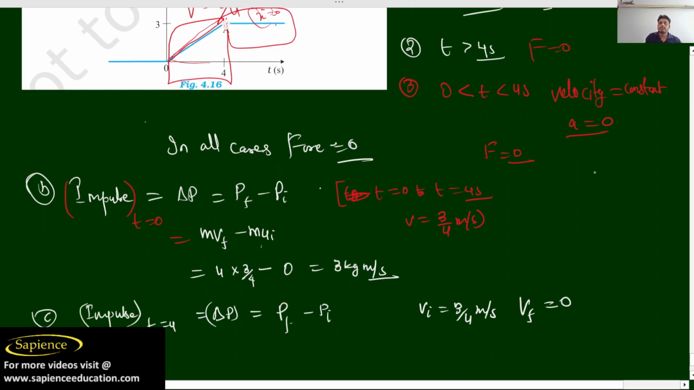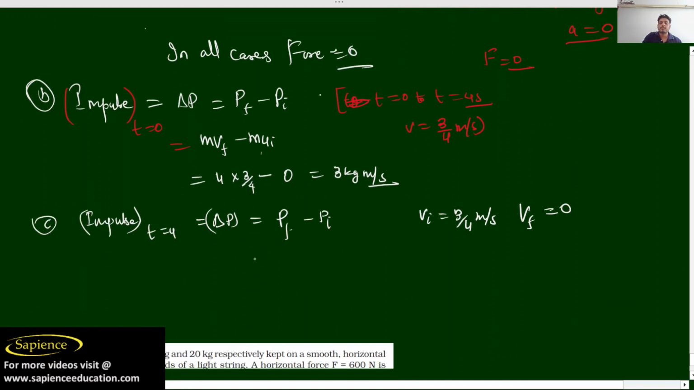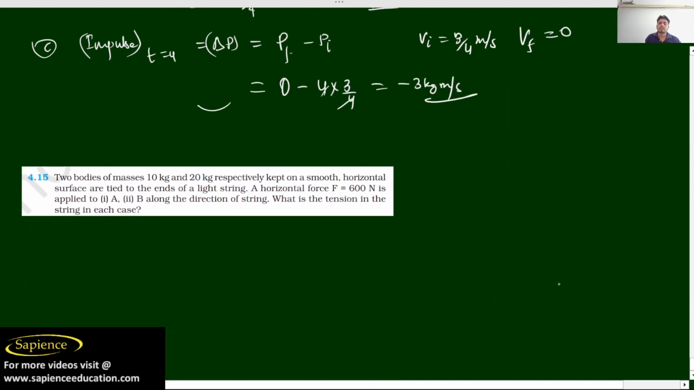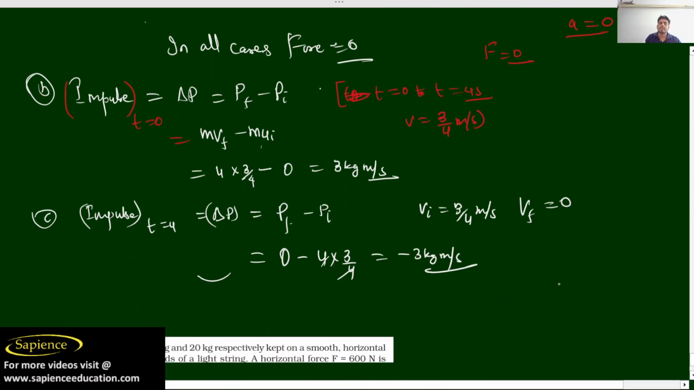Okay, so by using this concept, final velocity will be 0 minus initial velocity, with the mass. Mass is 4 into 3 by 4, so it is minus 3 kg meter per second. So this is the impulse at time t equal to 4 seconds. I hope you all have understood. Now I will talk about the next question.